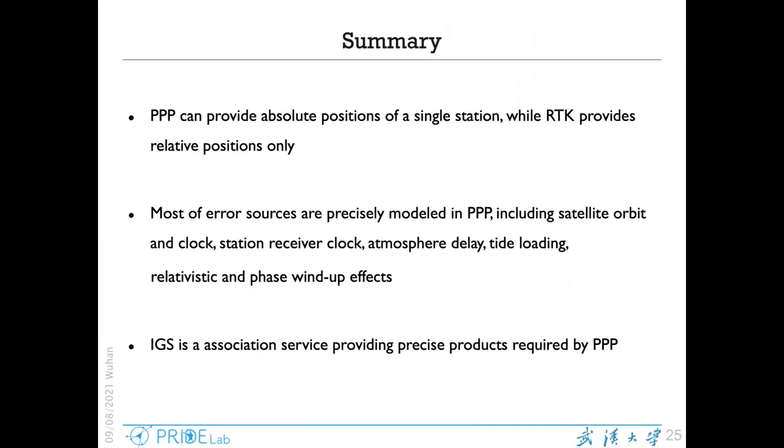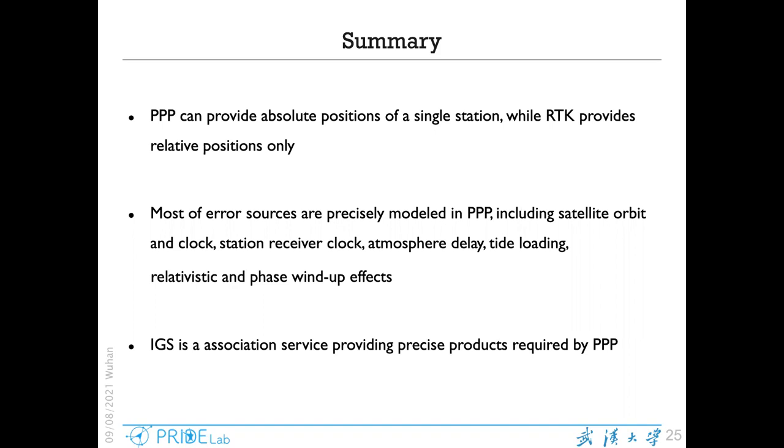All right, so we are going to finish with this part. PPP, precise point positioning, can provide absolute positions of a single station, while RTK provides relative positions only. So that means we can use PPP very conveniently to do global positioning at centimeter level precision. And most error sources should be precisely modeled in PPP, including the satellite orbit and clock products, which you need to correct using third-party products, and the station receiver clock, atmosphere delay, which is majorly the troposphere. The higher order atmosphere can be considered as well if you want to improve your long-term positioning precision, and the tidal loading, solid earth tides, and the relativistic and phase windup effects.